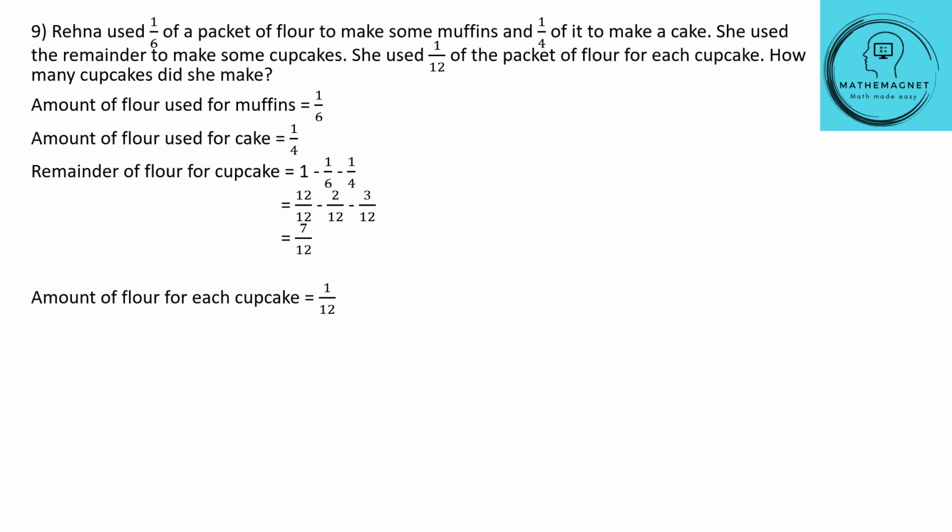Now the next step, she has used 1 by 12 of the packet of flour for each cupcake. Now we know how much flour is used in each cupcake. Now they have asked us to find the number of cupcakes. We know the total flour that is used for all the cupcakes, which is 7 by 12. We know the amount of flour for each cupcake, that is 1 by 12. To find the number of cupcakes, it will be the total, that is 7 by 12, divided by the flour used for each cupcake, that is 1 by 12. So 7 by 12 divided by 1 by 12 can be rewritten as 7 by 12 into 12 by 1. 12 and 12 cancel out, which is equal to 7. So Rahna has made 7 cupcakes.